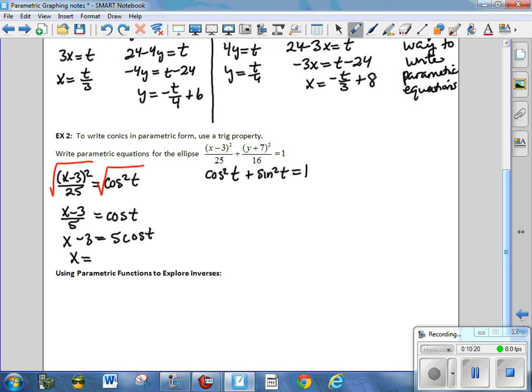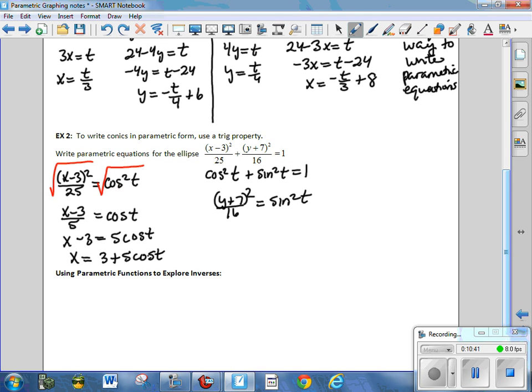X is equal to 3 plus 5 cosine of t. So that's what we ended up with. That's how we started before, and this is how we get back to that. Then I do the same thing with the sine. I say (y plus 7) squared over 16 is equal to sine squared of t.